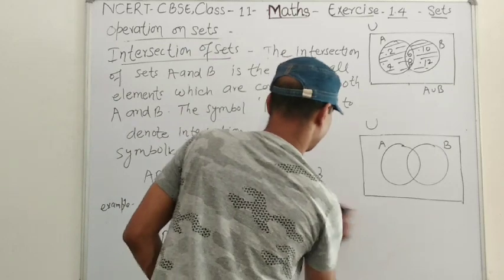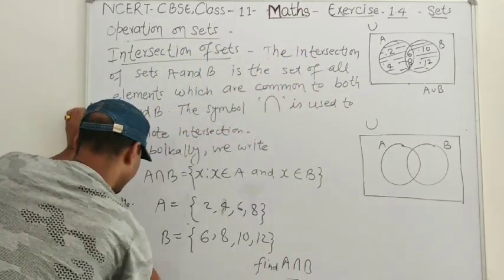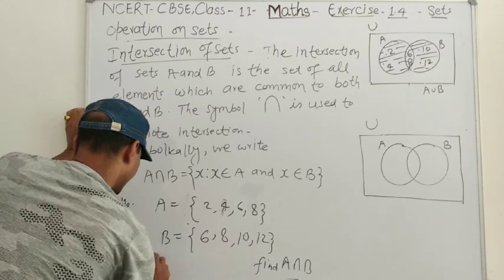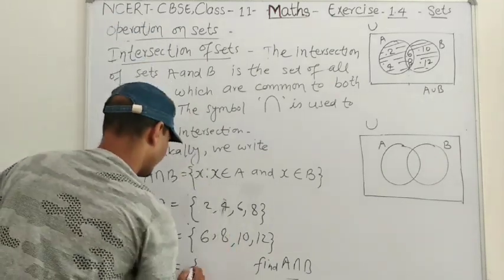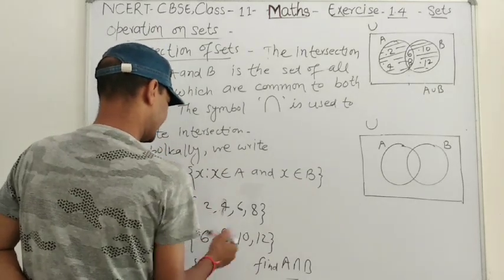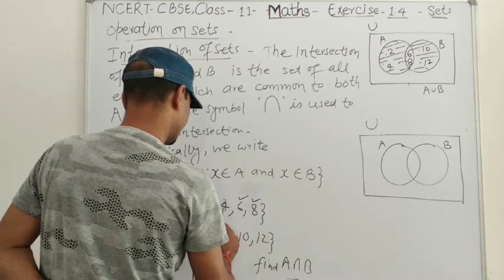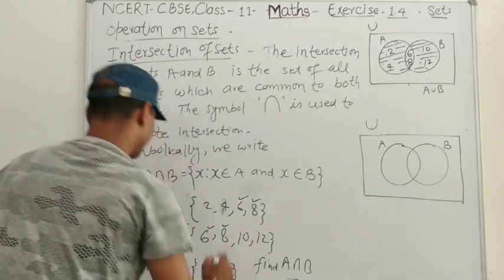First, without the diagram, we can write A intersection B with the intersection symbol like this. Which are the common elements here? 2 is not common, 6 and 8 are common to both. So 6 and 8 is the answer. It is the A intersection B.